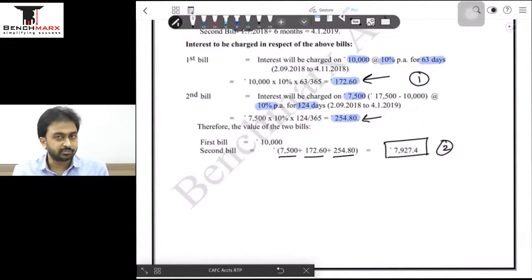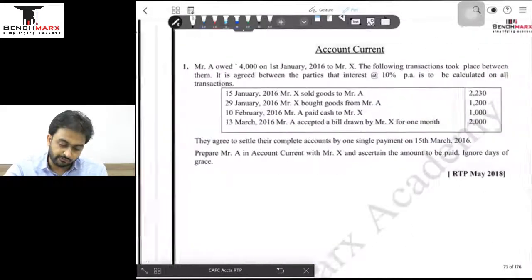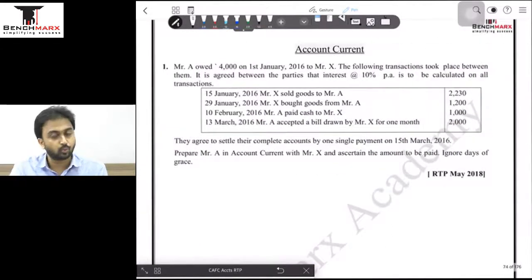This is also something new. Not many sums in the study material cover this type of question, where the payment has been done by cancelling the old bills and drawing fresh bills, and we have to compute the interest on different amounts because the due dates are different. This is how the question is solved. And I think with this we have finished off the RTP series of the average due date concept as well.